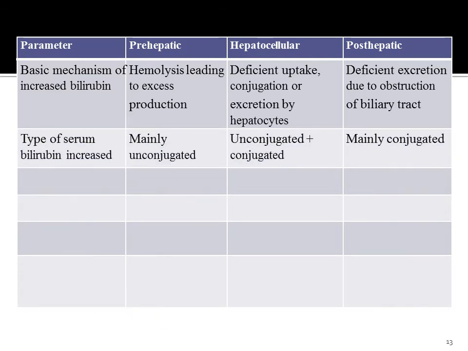The second point is to see which type of bilirubin is increased. Direct, indirect, or conjugated or unconjugated. Which type of bilirubin has been increased.